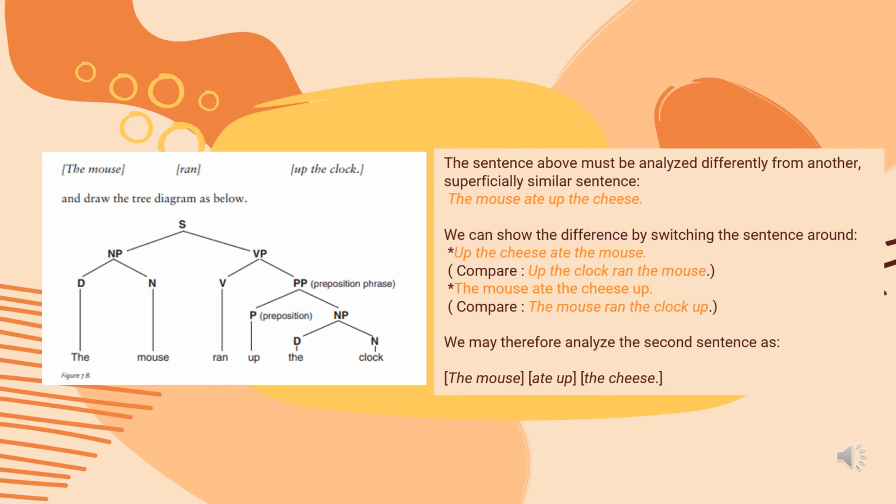The sentence above must be analyzed differently from another superficially similar sentence, "The mouse ate up the cheese." We can show the difference by switching the sentence around. "Up the cheese ate the mouse." Compare "Up the clock ran the mouse." "The mouse ate the cheese up." Compare "The mouse ran the clock up." We may therefore analyze the second sentence as "The mouse ate up and the cheese."